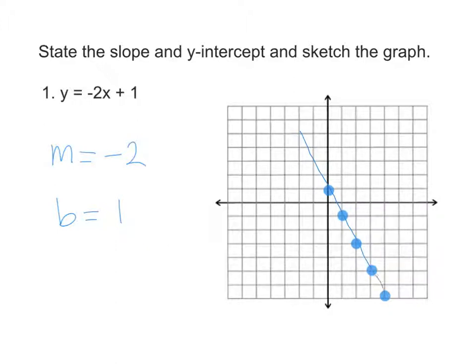You should use a ruler to do it and put arrows on the end. That's the graph of y equals negative 2x plus 1. Why do I add the arrows to the end? Because it keeps going. We're just looking at one little piece of the graph, but it actually keeps going forever. So there's what it looks like.